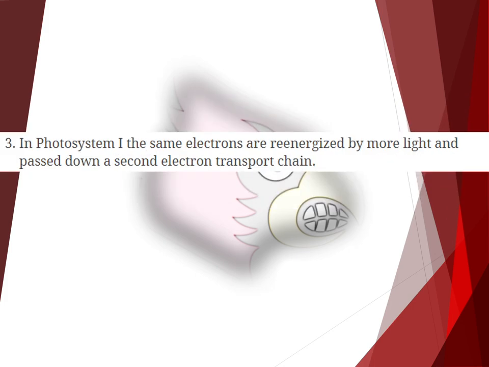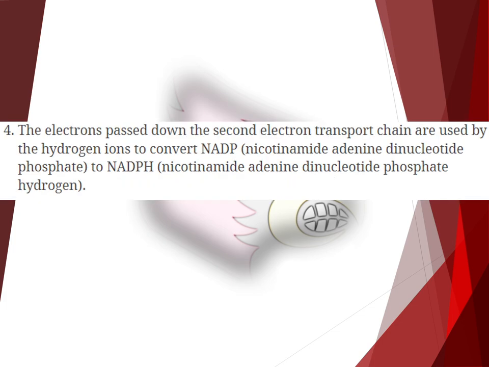Stage number 3. In photosystem 1, the same electrons are re-energized by even more light and pass down a second electron transport chain. Stage number 4. The electrons passed down the second electron transport chain are used by the hydrogen ions to convert NADP into NADPH.